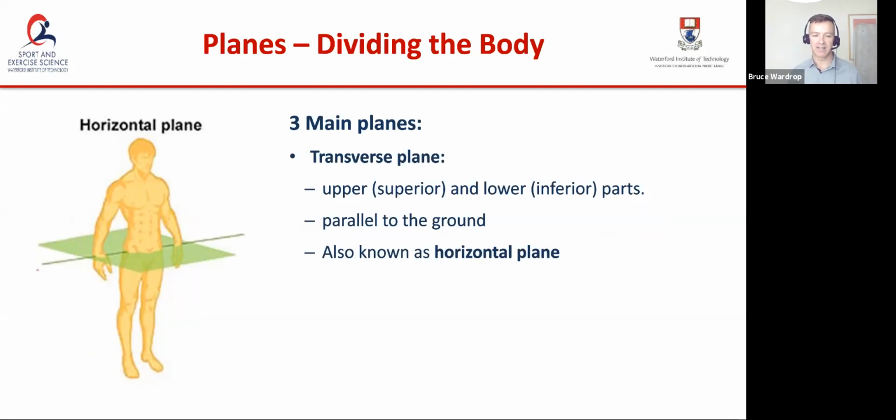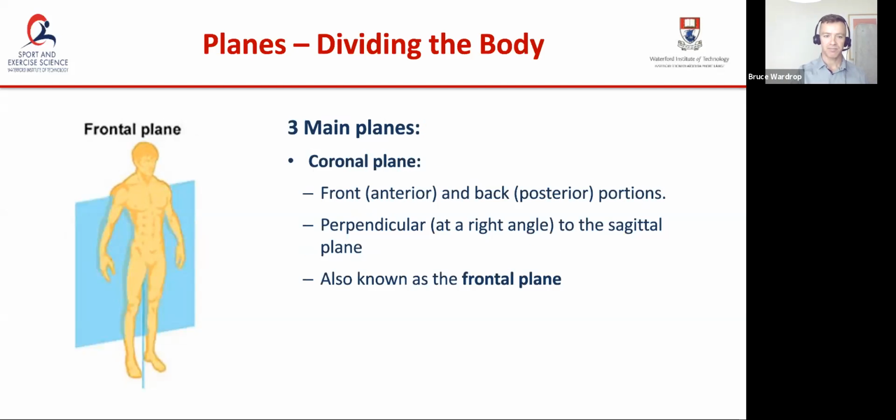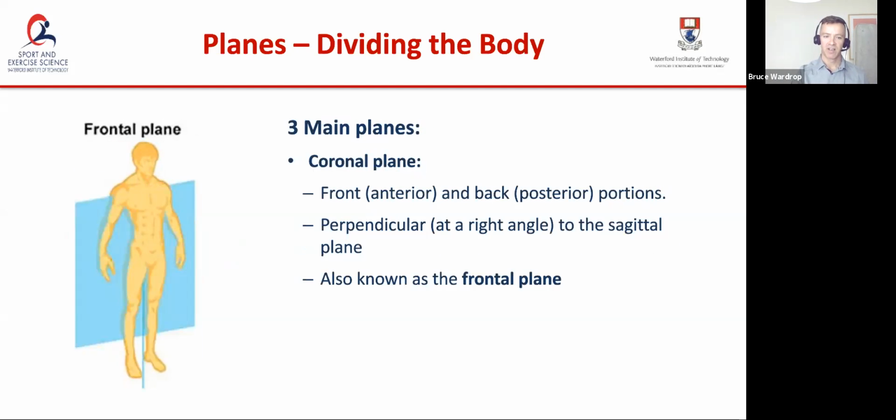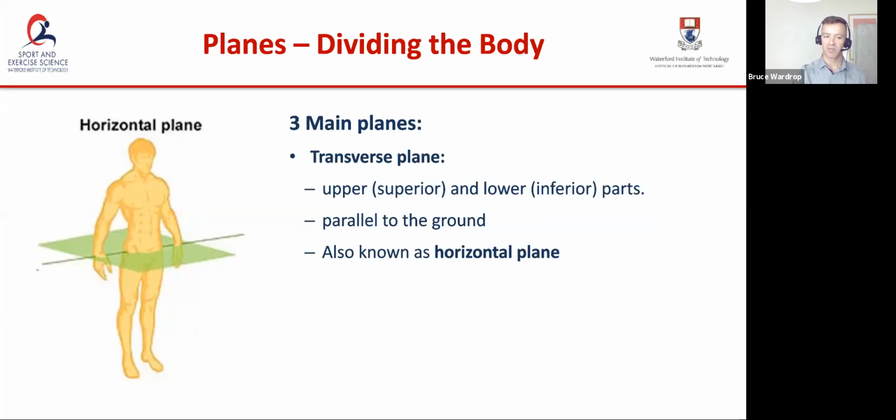So the three main planes: the sagittal plane divides the body into left and right, coronal divides the body into front and back, and the horizontal or transverse plane divides it into upper and lower portions. Okay, so you will need to know the definition of each of those planes and how to describe them.